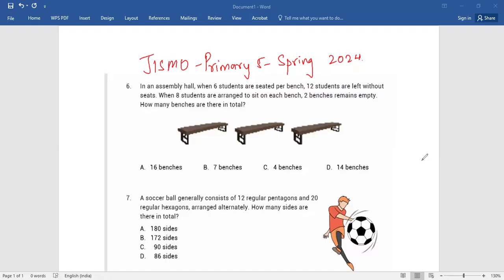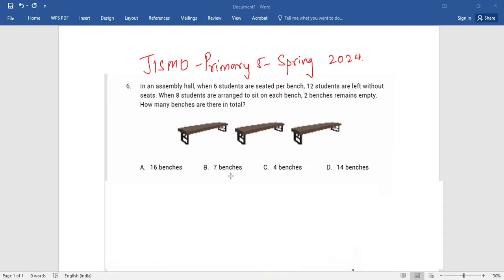In an assembly hall, when 6 students are seated per bench, 12 students are left without seats. When 8 students are arranged to sit on each bench, 2 benches remain empty. How many benches are there in total? So you can do this question in 2 ways.